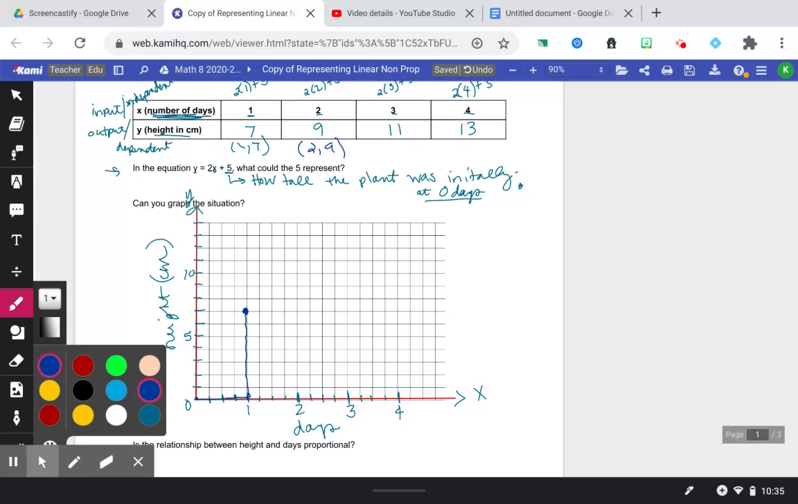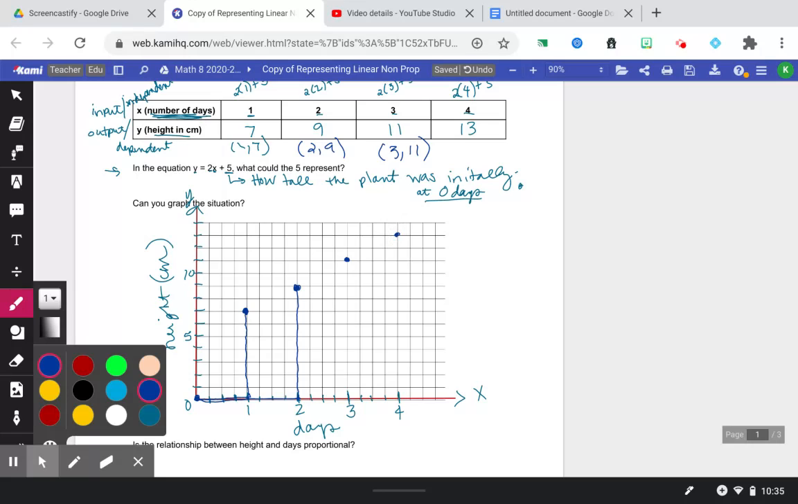Okay, the second point, 2, 9. So again, I start at 0, and I'm going to go to the right where x is 2, and then I'm going to read up all the way until I get to where y is 9. Okay, my next point, 3, 11. So I go to the right 3, and now I'm going to go up to 11. And then 4, 13. I go to the right 4, and then I go up 13.